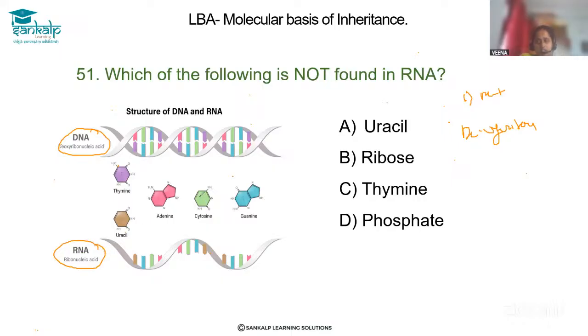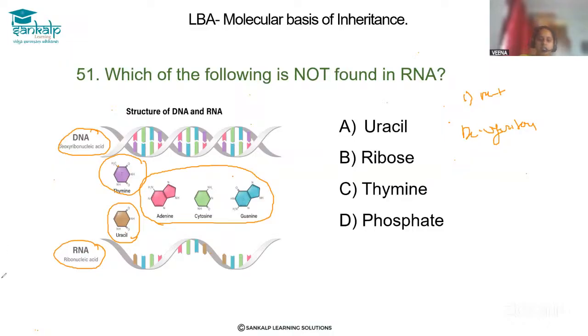Another difference is in the nucleotides. See here, three nucleotides are similar in both DNA and RNA, that is adenine, cytosine, guanine. And in case of RNA, thymine is replaced by uracil. So in DNA, we'll find the thymine nucleotide, and in case of RNA, we'll find the uracil. That's the major difference between the RNA and DNA structure.